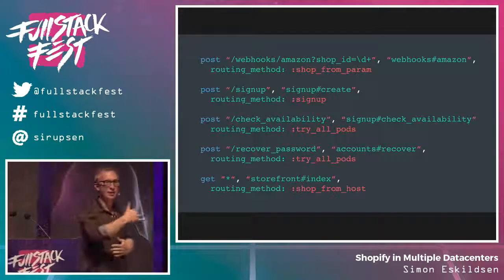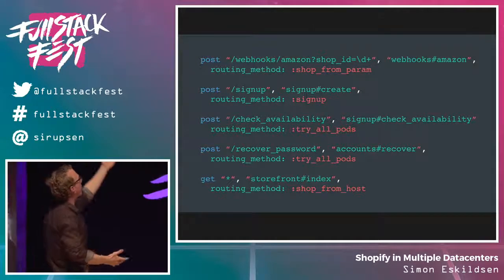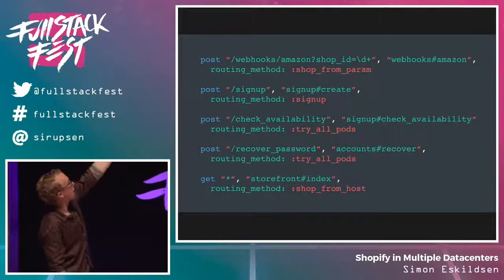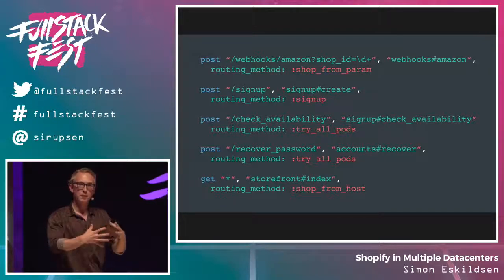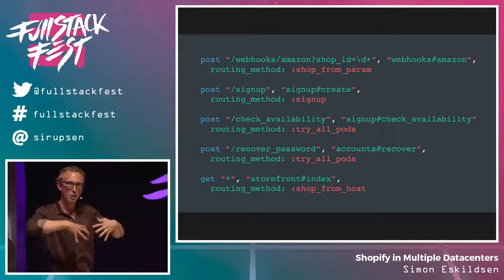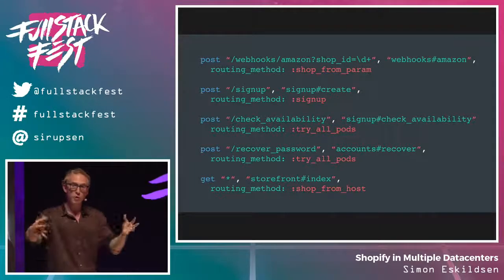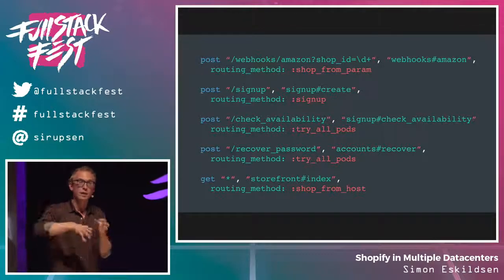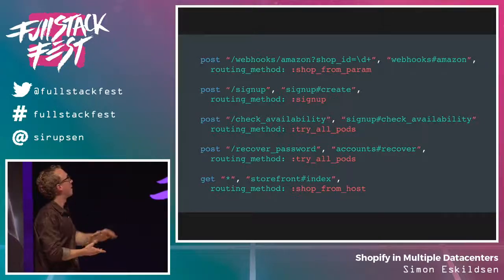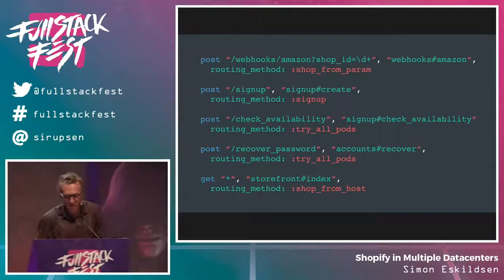So we added this syntax on top of the Rails default route syntax to have a routing method. So in the first case, we know to extract the shop from the param. And in the second case, we know to use this special sign-up method. And in the third case, we need to try all the different pods and aggregate the results somehow. And in this last case, if you just visit a store, you can extract the shop and therefore know the data center from the host parameter in the HTTP config.